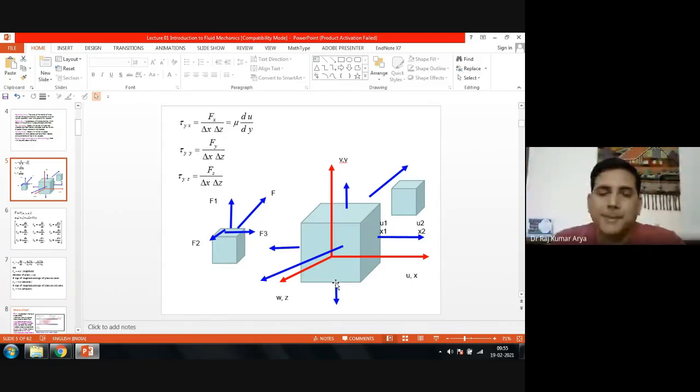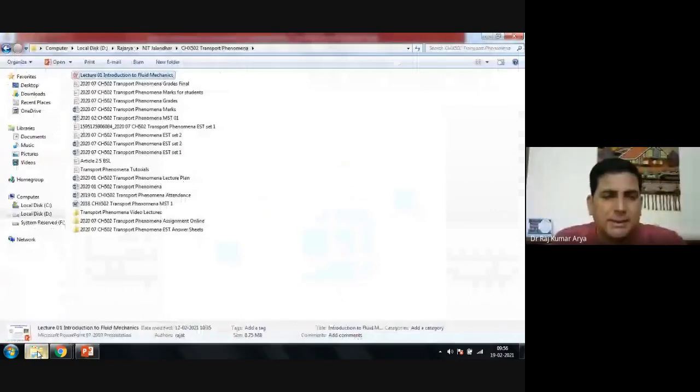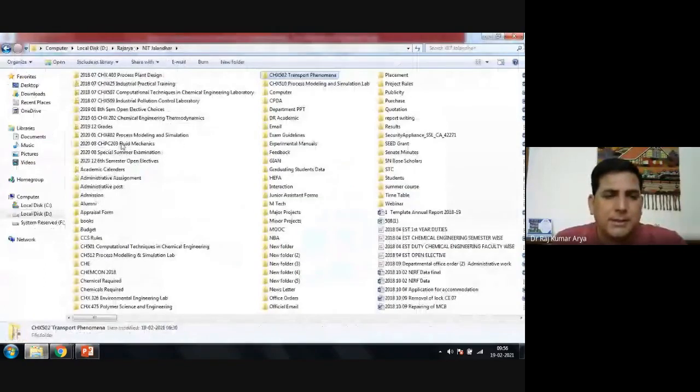So I would show you the stress tensor here. Let me just open that picture again. You will understand. Where is that? Anything in between you want to ask?